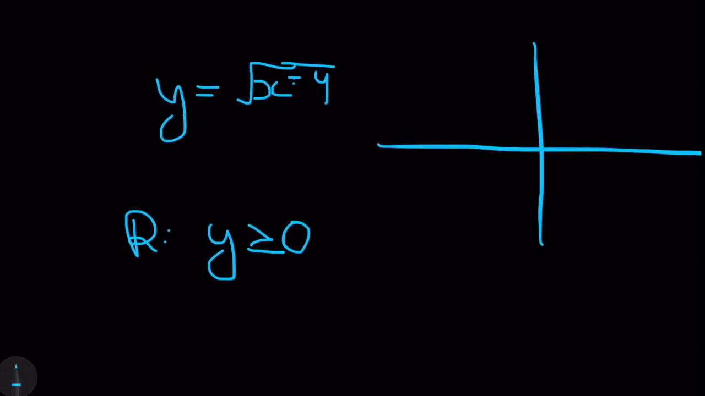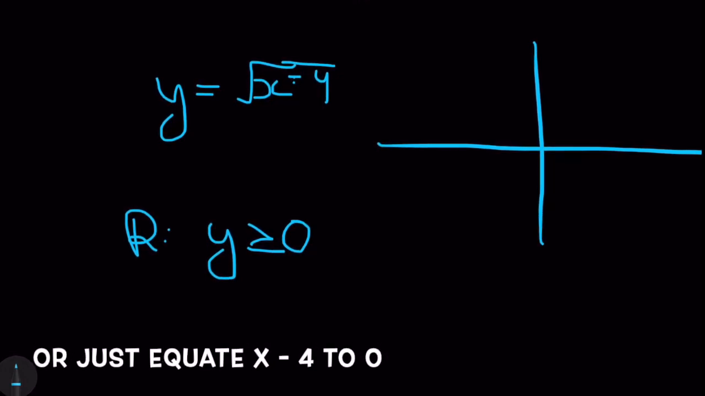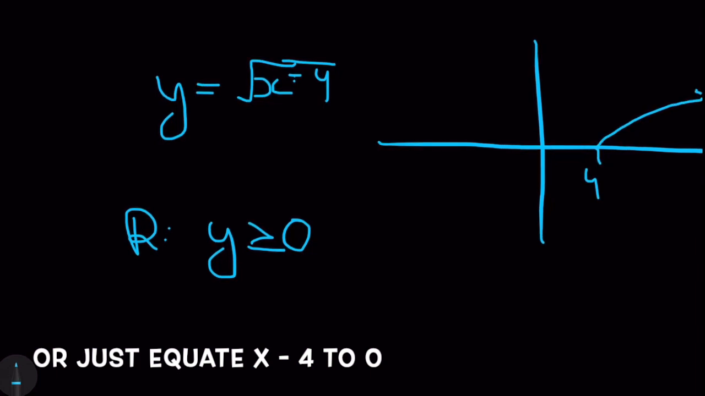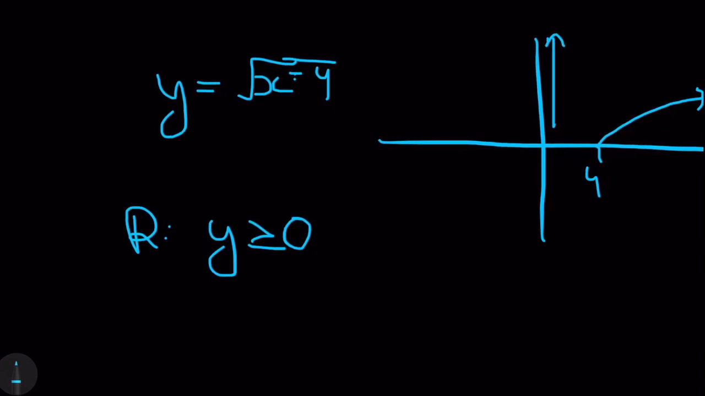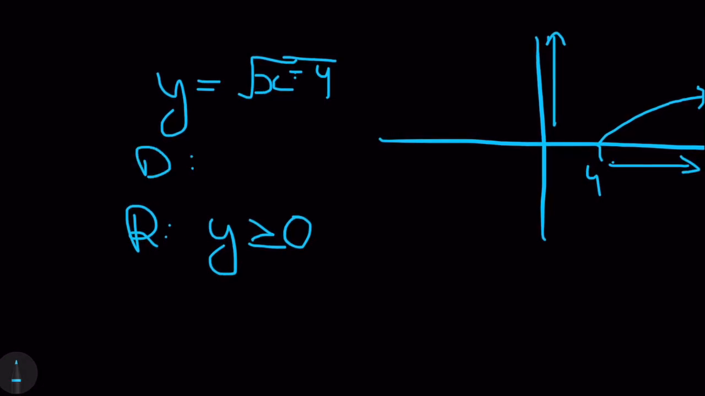Now we know that, and if we sketch this particular graph, we can sketch it on a GDC if you want. The graph will look something like this. It keeps extending, so the range starts from 0 and keeps going on till infinity, and the domain starts from 4 and keeps going on till infinity. So the range is y is greater than or equal to 0 and the domain is x is greater than or equal to 4.